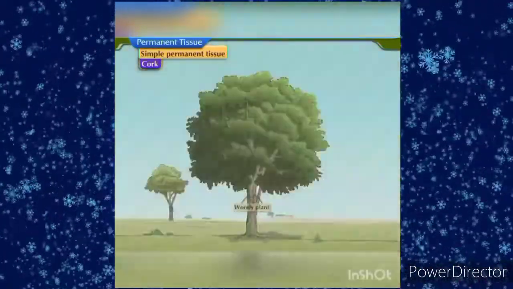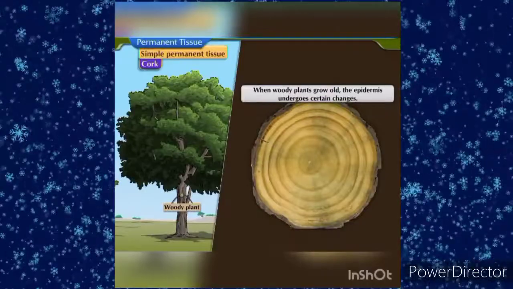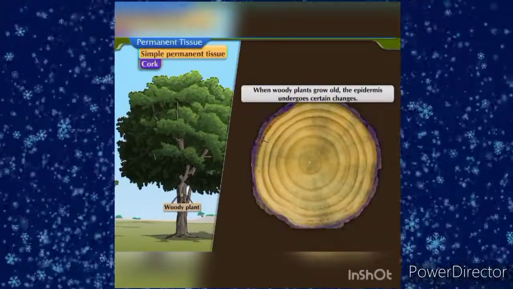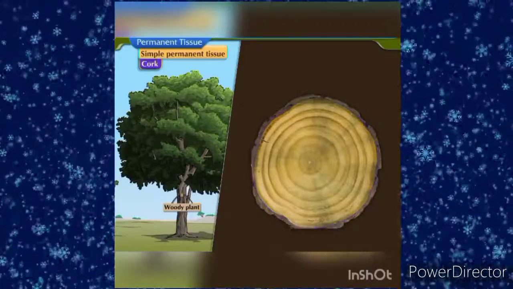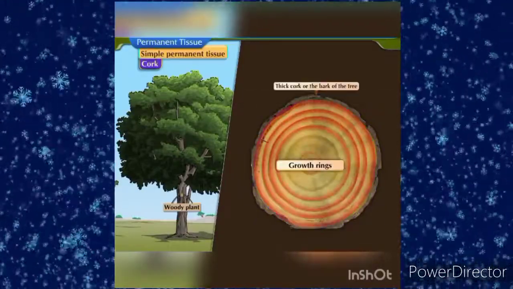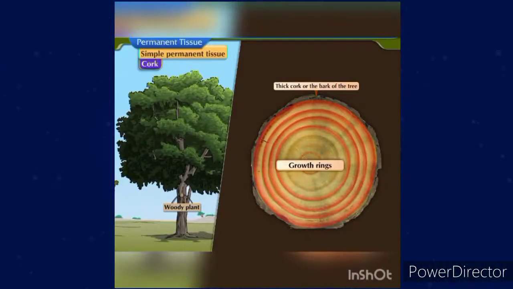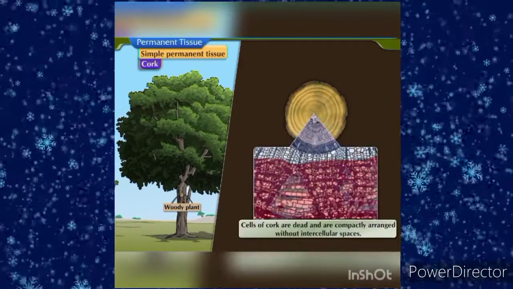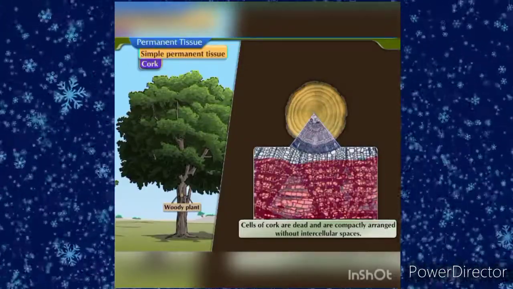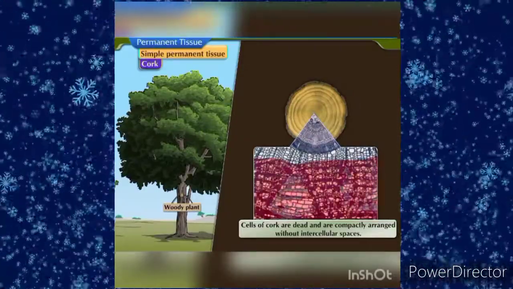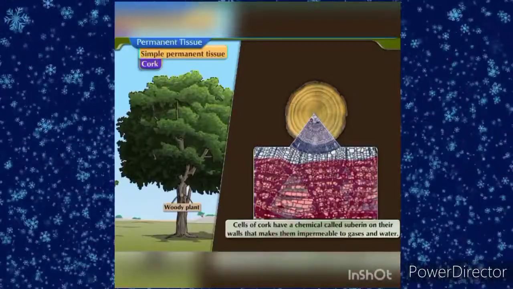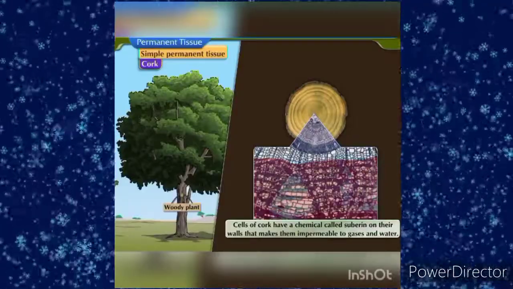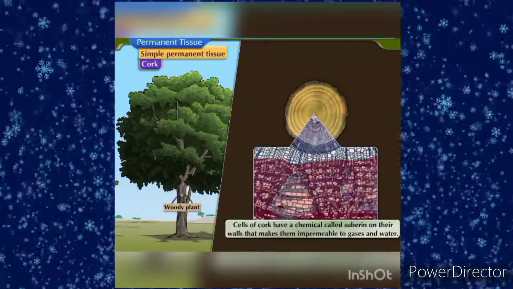Cork. As woody plants grow older, the protective surface tissue, that is epidermis, undergoes certain changes. This forms the several layer thick cork or the bark of the tree. Cells of cork are dead and are compactly arranged without intercellular spaces. They also have a chemical called suberin on their walls that makes them impermeable to gases and water.